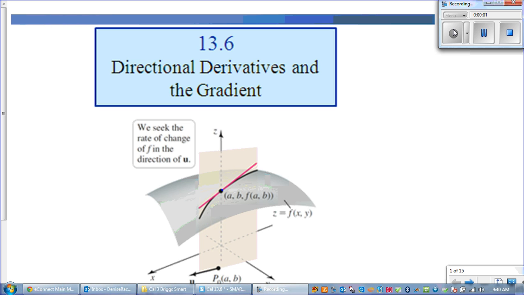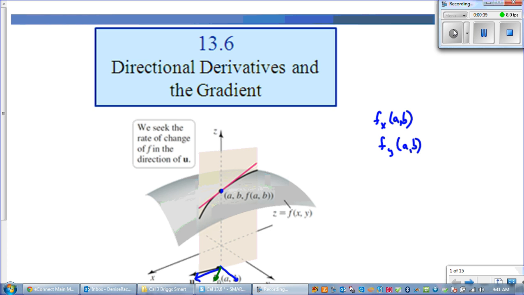If we were to point (a, b), f of (a, b) on this surface, the partial derivative with respect to x at (a, b) could be found by moving in a direction parallel to the x-axis. The partial derivative of f with respect to y at (a, b) would be that derivative moving in the direction parallel to the y-axis. But we could move in an infinite number of directions from that point (a, b).